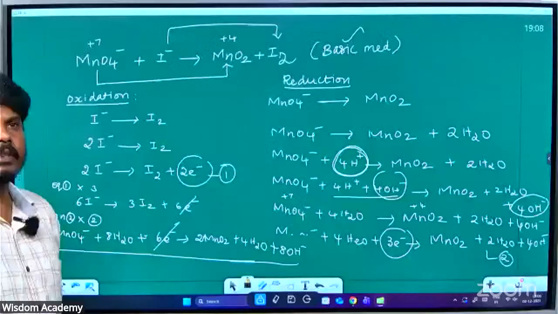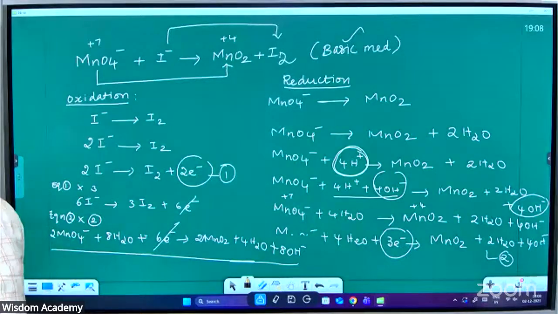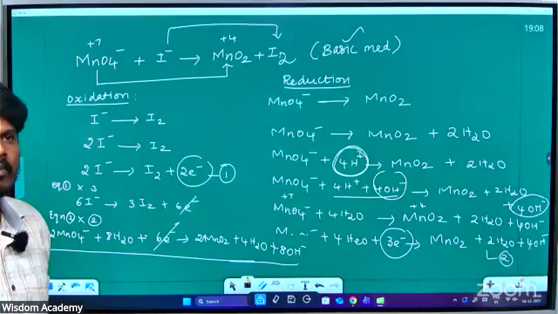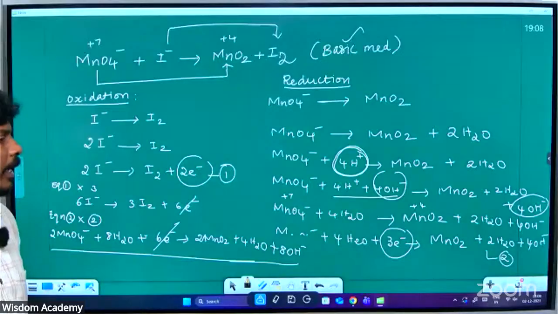Sir, I have one doubt. In the reduction half reaction, in the second step, how do 2 H2 get added? Could you repeat it? Reduction half, ion electron method.